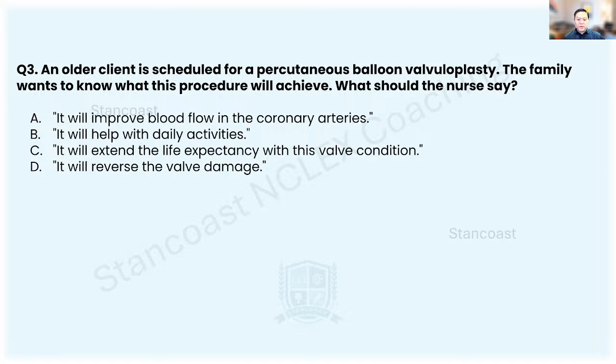So what would be the rationale, or what would be the best answer by the nurse? We're talking about the valve here, guys. It's not about the coronary arteries. We're not talking about angioplasty. We're talking about valvuloplasty. Okay? Percutaneous balloon valvuloplasty. Heart valves. Remember, it involves insertion of the catheter. It will be advanced into the heart. It will be positioned into that valve that is stiff, the stenosis type of valve. So what would be the correct answer?